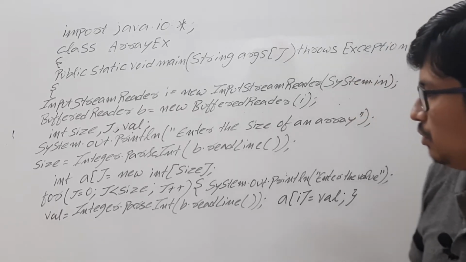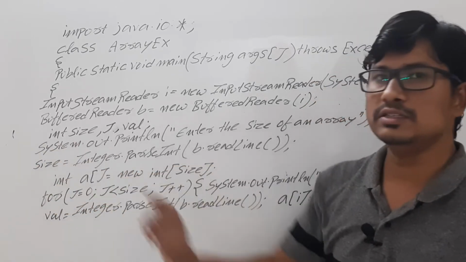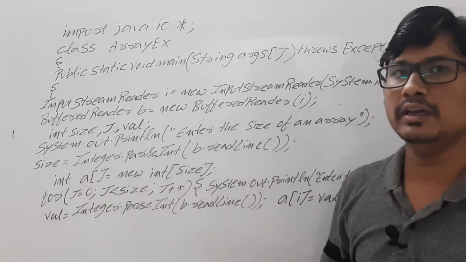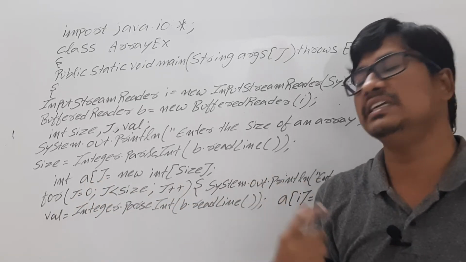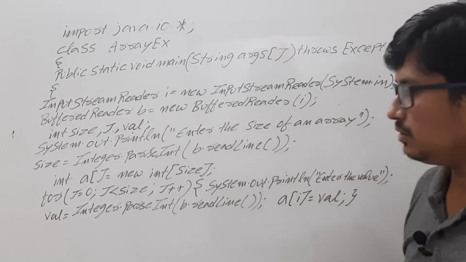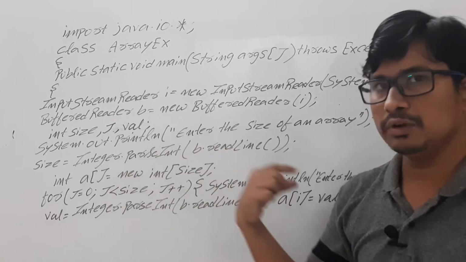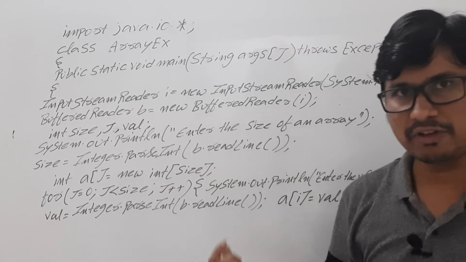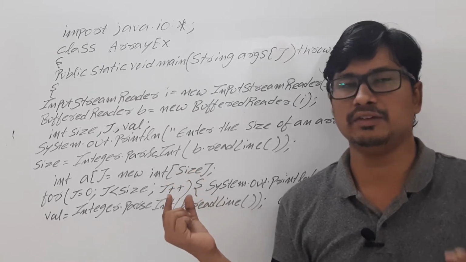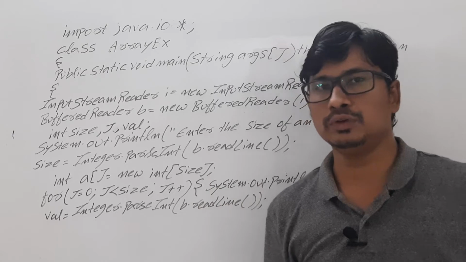So using these lines, suppose let's take that the user has entered the size as 3. Then you are creating an integer array which can store 3 integer constants. Then you will ask the user to enter the value. The first value you are storing at the 0th index. The next value you will be storing at index 1. The next value will be stored at the 2nd index, because if you are creating an integer array of size 3, then the index will start from 0 and go up to 2.